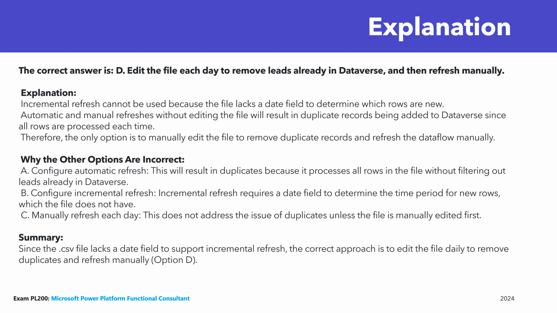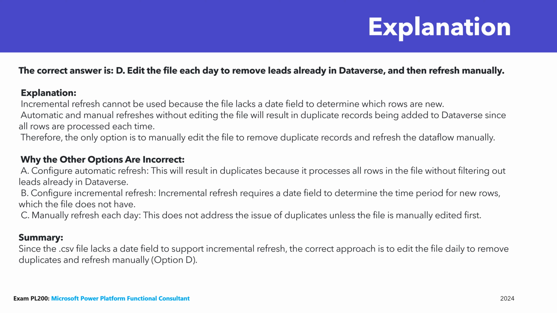The correct answer is D. Edit the file each day to remove leads already in Dataverse, and then refresh manually. Explanation. Incremental refresh cannot be used because the file lacks a date field to determine which rows are new. Automatic and manual refreshes without editing the file will result in duplicate records being added to Dataverse since all rows are processed each time. Therefore, the only option is to manually edit the file to remove duplicate records and refresh the data flow manually.